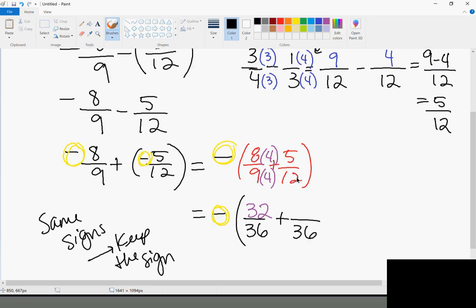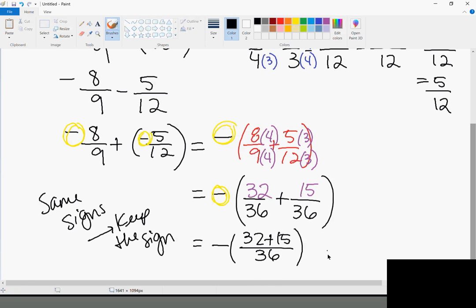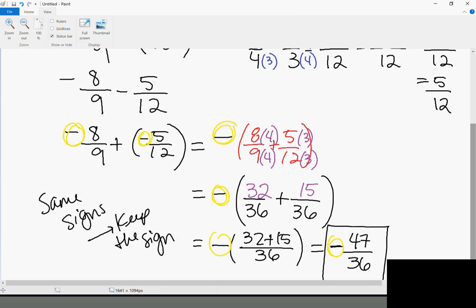And then 12 times 3 is 36. So the equivalent fraction here will be 15 over 36. So now we have 32 plus 15 over 36, which will give us 47 over 36. So remember that answer is a negative 47 over 36. So that is my final answer.